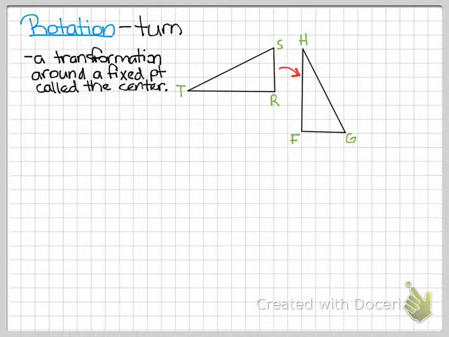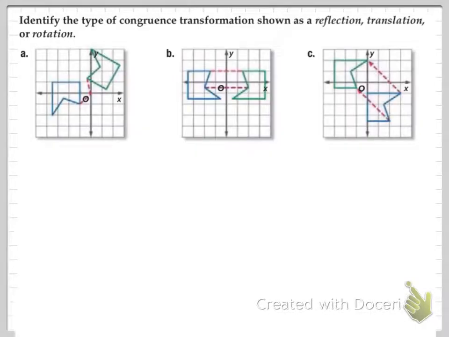So you can see here, I've given you an example of a rotation. Triangle RST is rotated around a fixed point to create a new triangle, triangle FGH. All right, so now we're going to see if we can identify the type of congruence transformation that's shown. And remember, these are congruence transformations because the size and shape of our figures aren't changing, only their position.